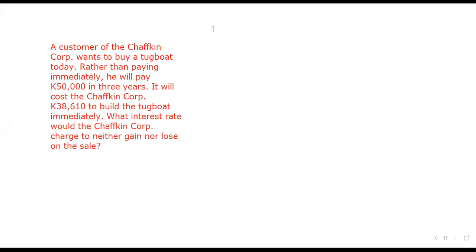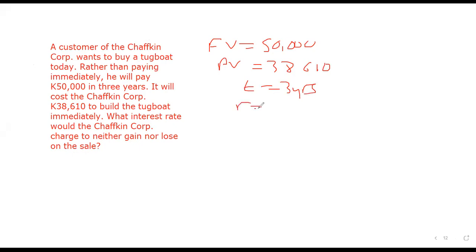We are given future value, present value, and the time. Future value, 50,000. Present value, 38,610. Time, 3 years. What are we looking for? The interest rate, R.